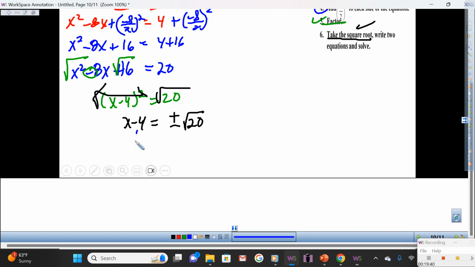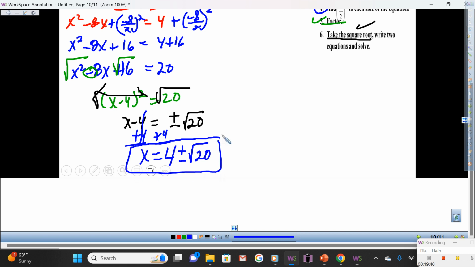Let's solve for x. What do we do? Add 4. x equals 4 plus minus square root of 20. Technically, we are done there. However, we need to write our two equations, x1 and x2. How would you write that? Show your neighbor. How would you write this?